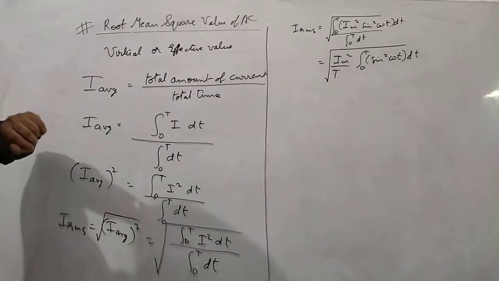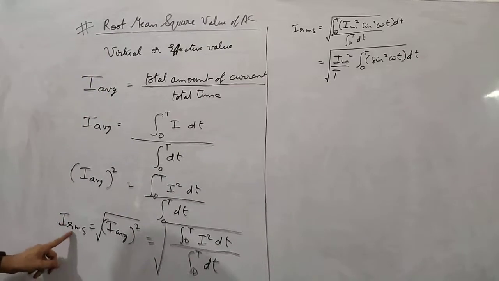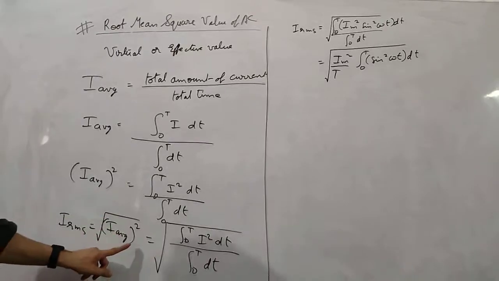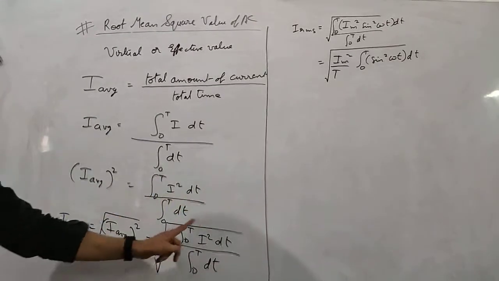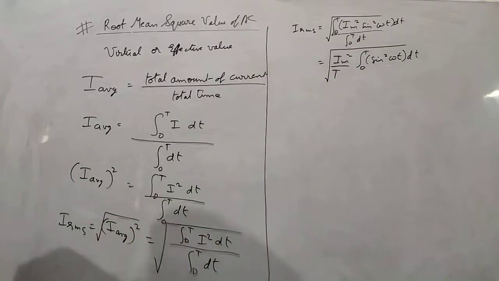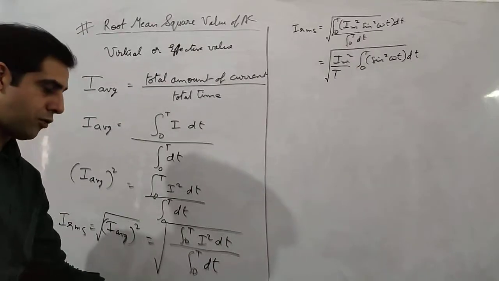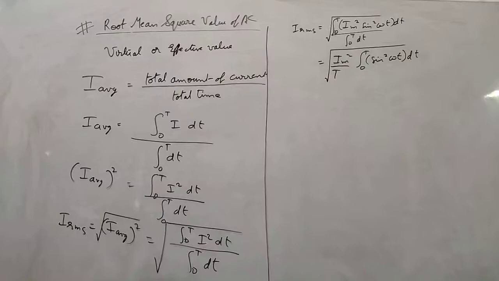Now comes the root part. The root mean square is the IRMS, the root mean square value of current. This is equal to the root of the square of the average. So we put a root sign here, and inside we have the square of the average. We have to actually calculate this expression, and simplify it to get the value of RMS current.